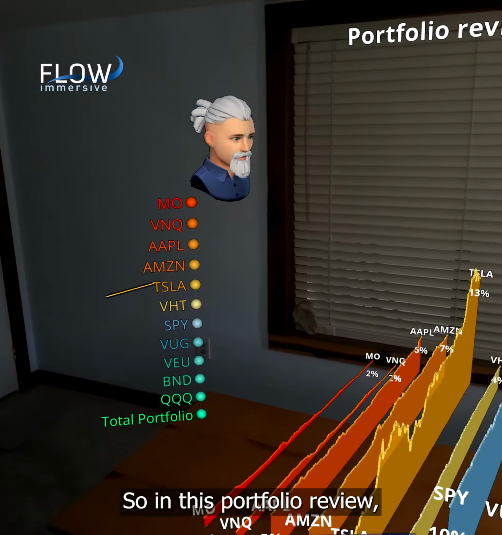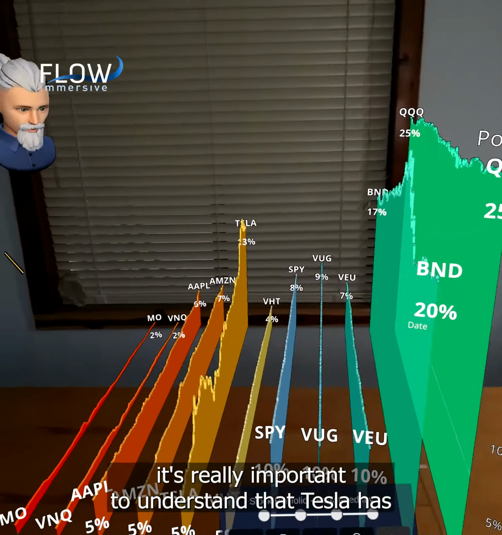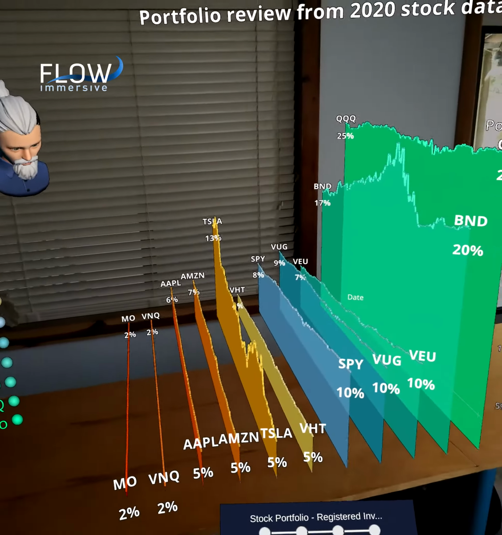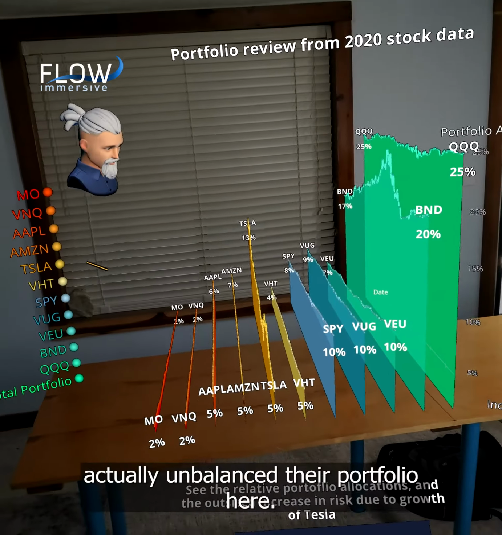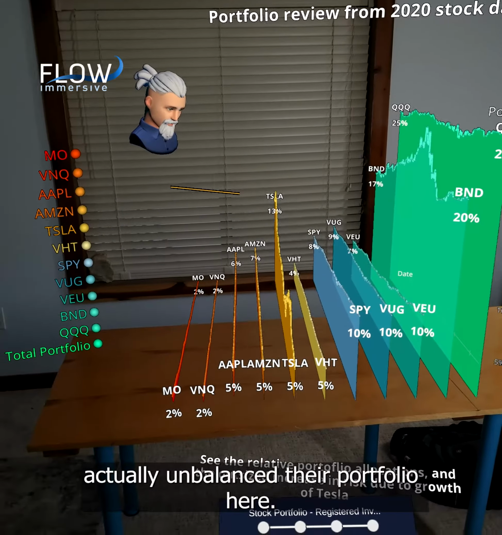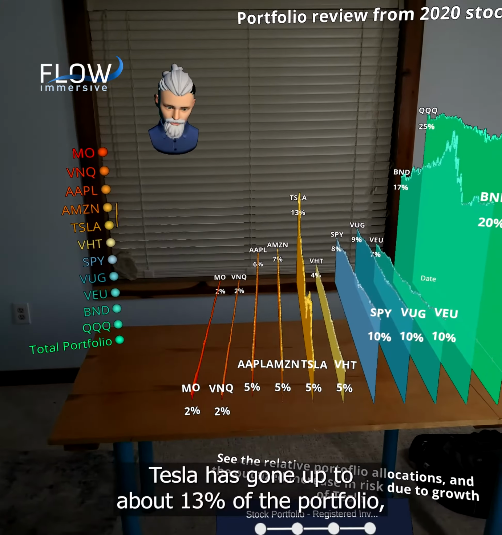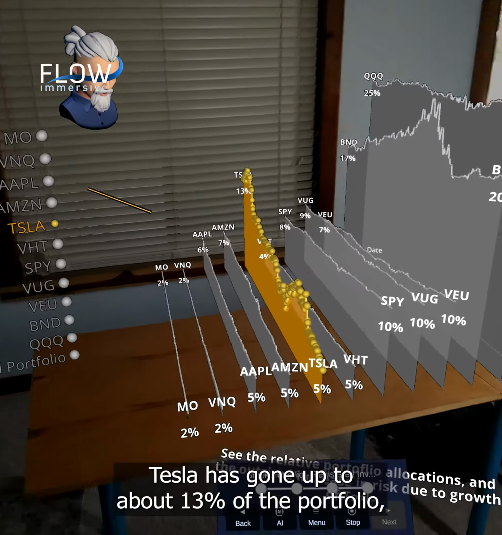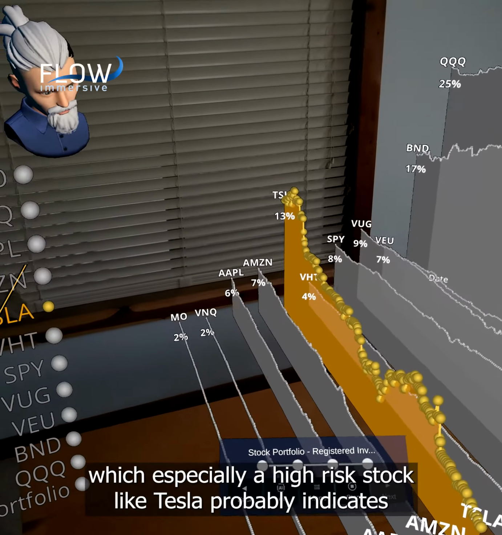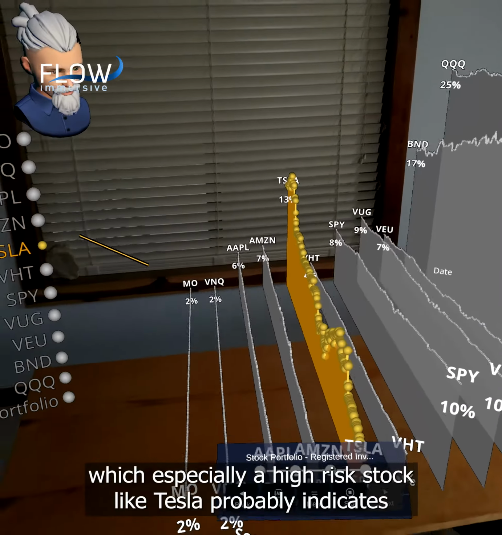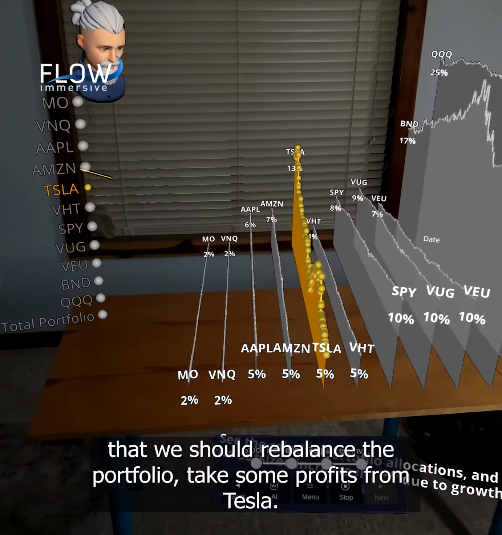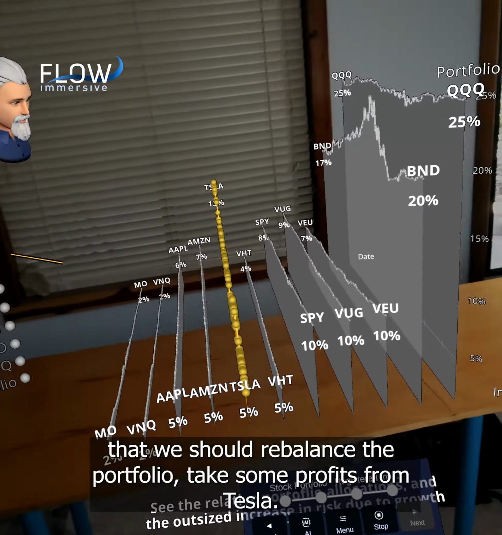So in this portfolio review, it's really important to understand that Tesla's huge run up has actually unbalanced their portfolio. Here, Tesla has gone up to about 13% of the portfolio, which, especially for a high risk stock like Tesla, probably indicates that we should rebalance the portfolio, take some profits from Tesla.